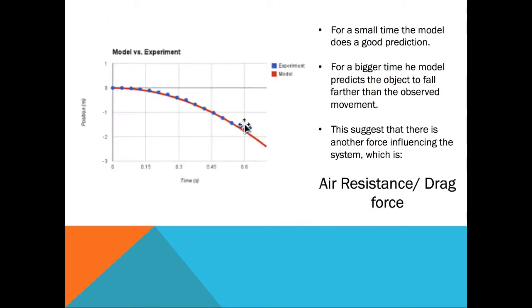Then I compared both graphs using Google Spreadsheet. The blue dots define the experiment and the red line is the model. For a small time, the model does a good prediction, as you can see here. But for a bigger time, the model predicts the object to fall farther than observed in the movement. This suggests that there is another force influencing the system, which is air resistance, that can also be called drag force.